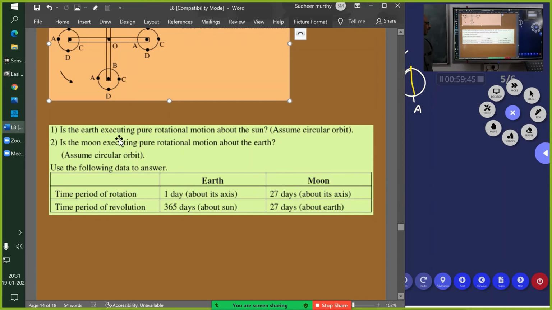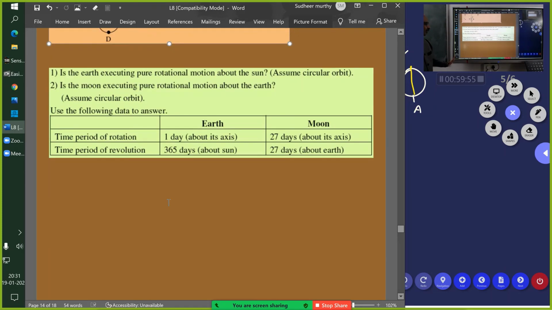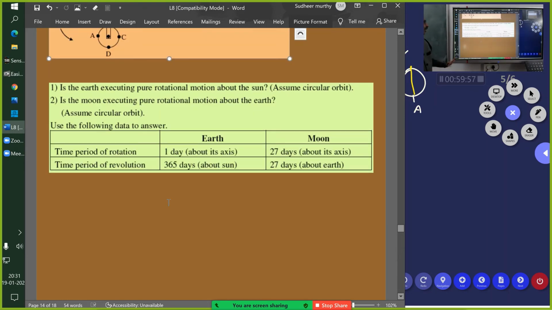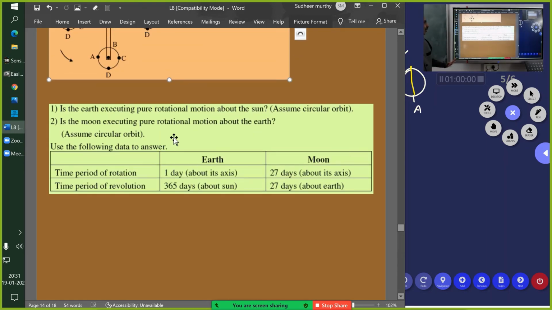Is the Earth executing pure rotational motion about the Sun? Is the moon executing pure rotational motion about the Earth? Yes, the moon is executing pure rotational motion about the Earth. Is the Earth executing pure rotational motion about the Sun?